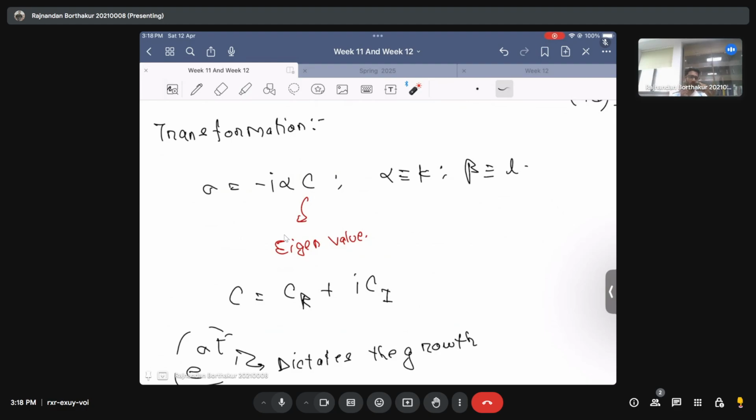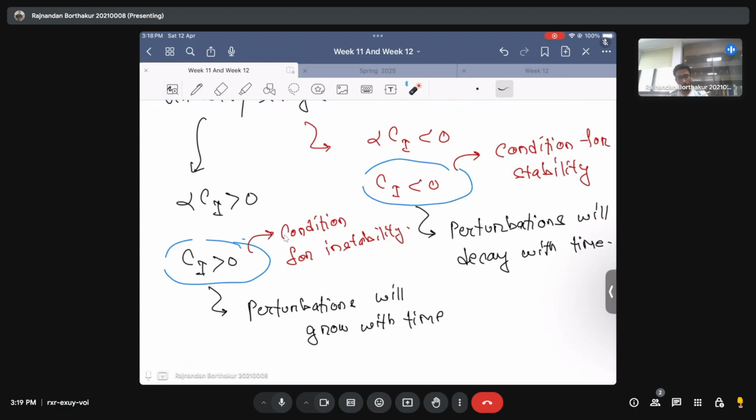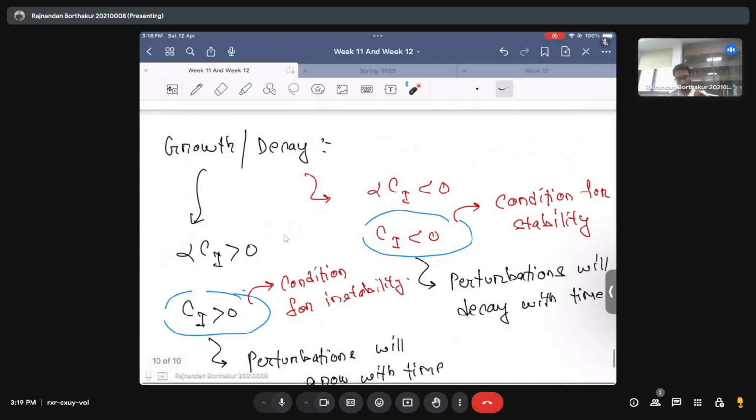All the options are possible. And then what we did is we wrote C as a real part and an imaginary part. And then when we substituted, we saw that the condition for stability came out as follows. The imaginary part of Ci has to be 0 if there are perturbations, but if these perturbations decay with time, then the necessary condition is that Ci has to be less than 0.